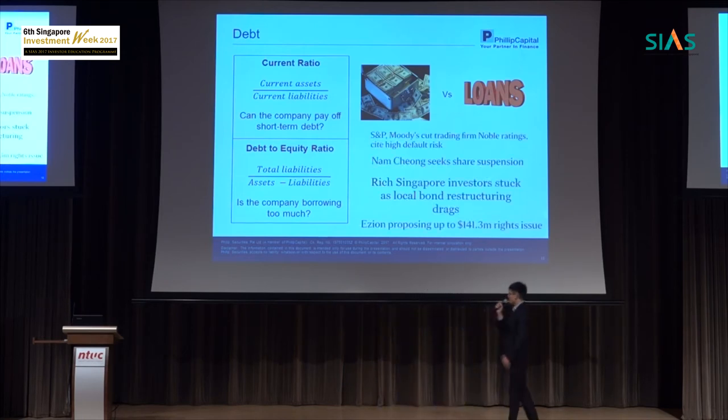When we see all these oil companies start struggling to pay off their debts, you see Nam Cheong, Ezion, and some investors actually bought their bonds and now they're stuck inside. It's because these companies took on too much debt. They might have been able to service their debt at that point in time, but when the oil price is so low, they're now facing some troubles. So one thing I look at, very important, is the debt level.